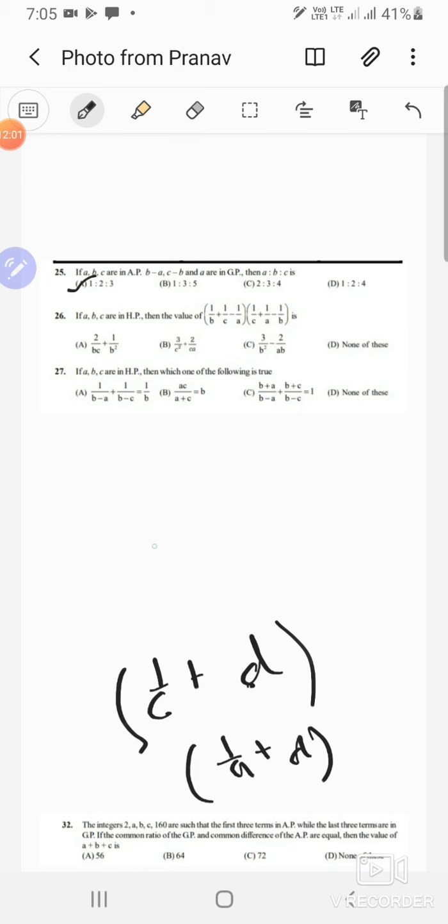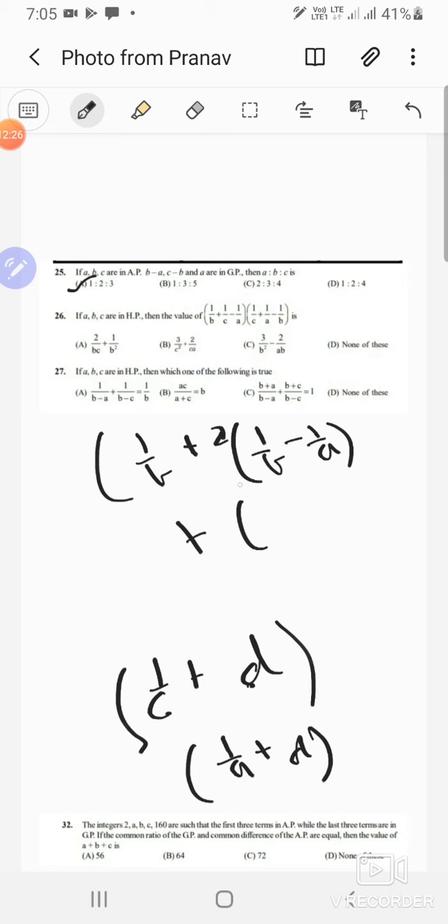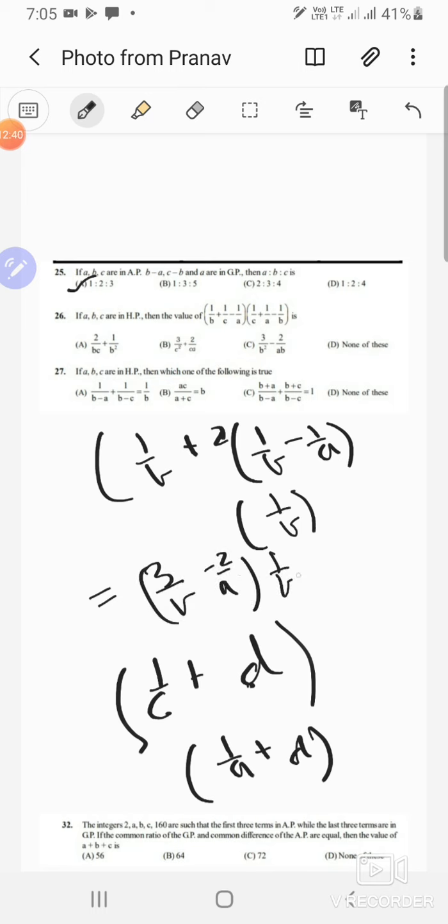Okay, let's convert this into b and a. So 1 by c plus, what can we write 1 by c? We can write 1 by c as 1 by b plus d, and then you will have 2d over there, 2 times the difference, which is 1 by b minus 1 by a, and then plus 1 by a plus d is just 1 by b, no problem. So this will turn out to be 3 upon b minus 2 upon a. I think we are going correct on this one.